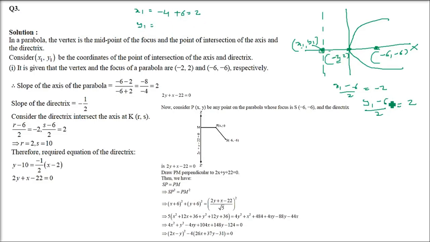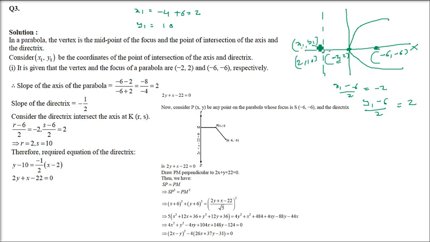y1: 2 into 2 is 4, and 6 goes here, so it will be 10. y1 will be 10. So you have the point of intersection x1, y1, or r and s, as 2 and 10. So we have to find out the equation of the directrix. In order to find the equation, we just use the equation of the directrix and the focus, which we already saw in the first question.